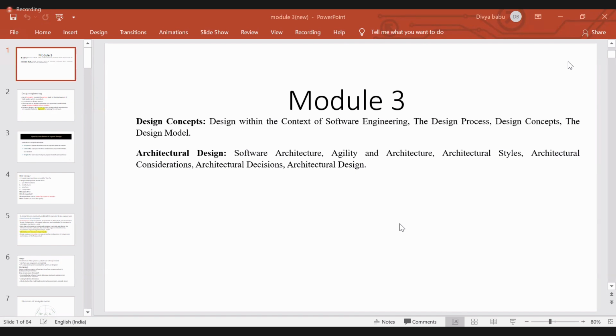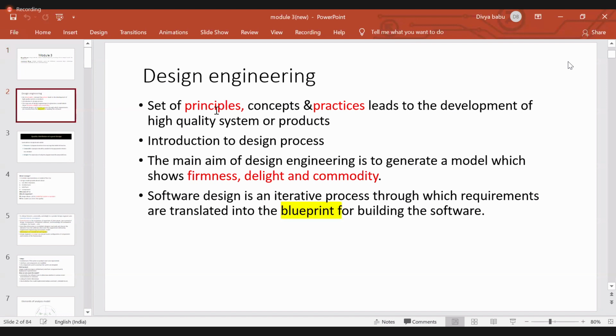So design within the context of software engineering, design process, design concepts, design model. Then the next part is architectural design, software architecture, agility and architecture, architectural styles, architectural considerations, architectural decisions, architectural designs. So this is the syllabus. Now for every unit, in the first slide, I mentioned the syllabus. You have to check whether we complete the syllabus. So you should know about your syllabus first.